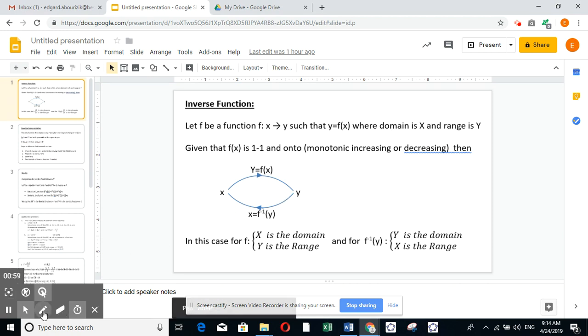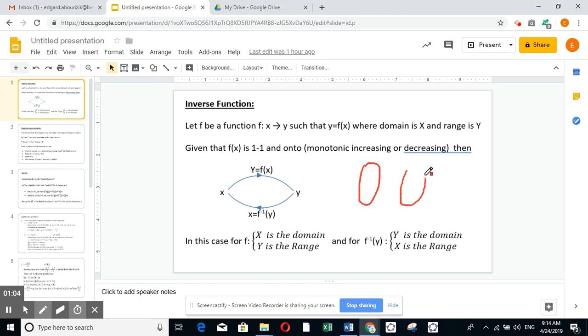So in this case, because it's 1 to 1 and onto, if you have a mapping from this point to that point, if you go from 1 to 5 under function f, you go from 5 to 1 under the function called f inverse of y. In function f, this is the domain and this is the range. In function f inverse, this is the range and this will be the domain. So it will be just the opposite.